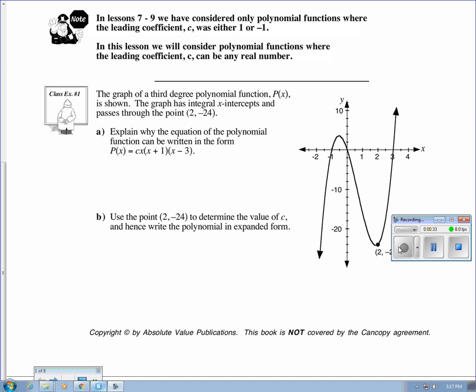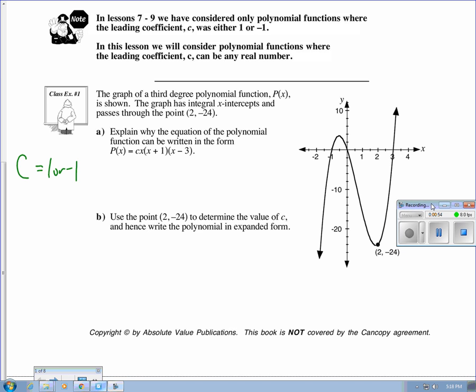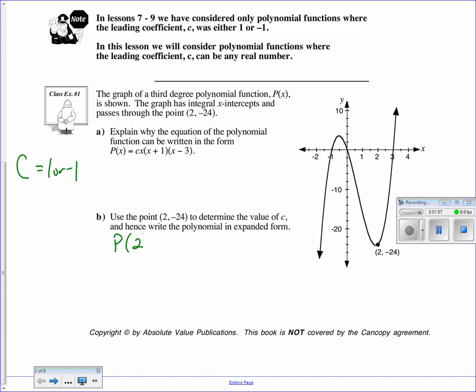Now, we've been working up until this point with c values that are either 1 or -1. But it's possible that the c value is something different, and that's what we want to explore today. This graph goes through the point (2, -24). So (2, -24) is hiding under my recording. That's the minimum position. So now I actually have to find my c value, and I get to use my function notation. This says that p at 2 is equal to -24.